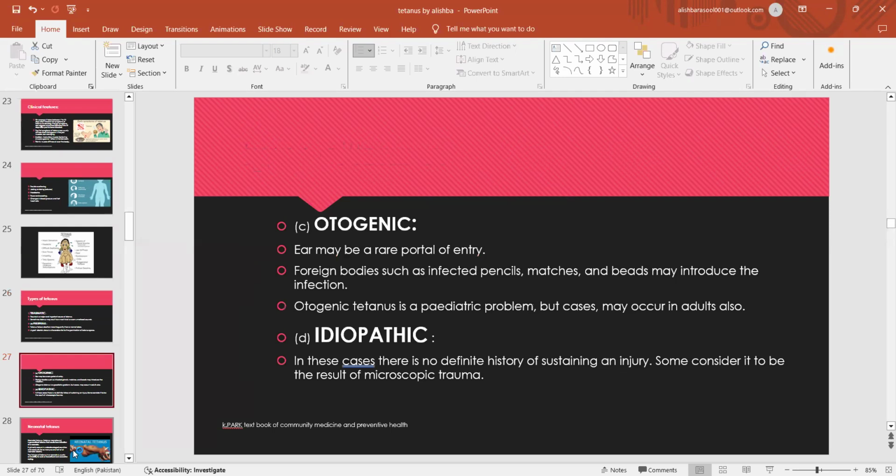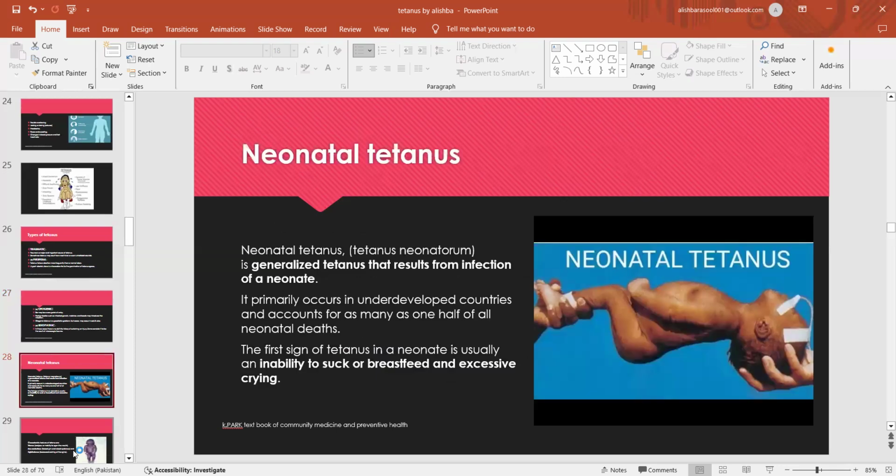Otogenic ear infection may be a rare portal of entry. Foreign bodies such as infected pencils, matches, and beads may introduce the infection. Otogenic tetanus is a pediatric problem, but cases may occur in adults also. Idiopathic: in these cases, there is no definite history of sustaining an injury. Some consider it to be the result of microscopic trauma.